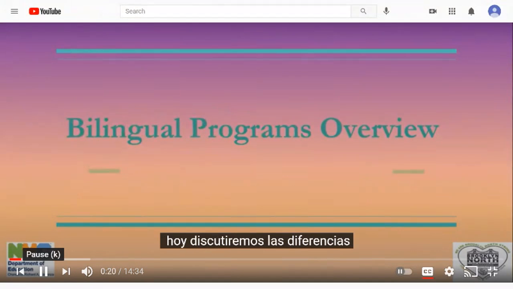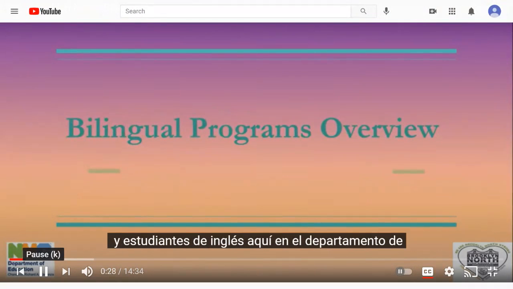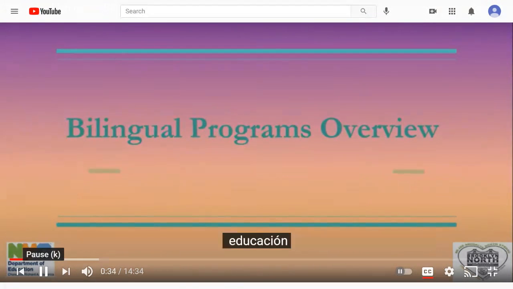Today, we will be discussing the differences between the different types of programs available for multilingual learners and English language learners here in the New York City Department of Education, as well as the benefits of bilingual education.